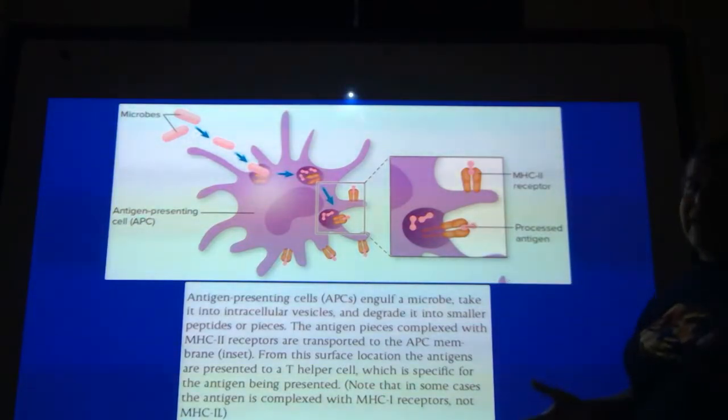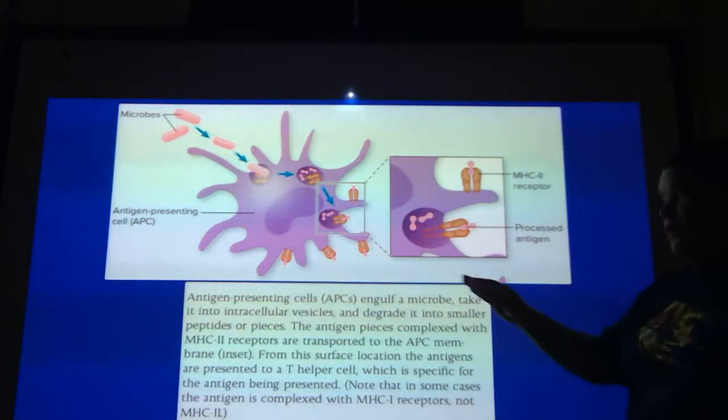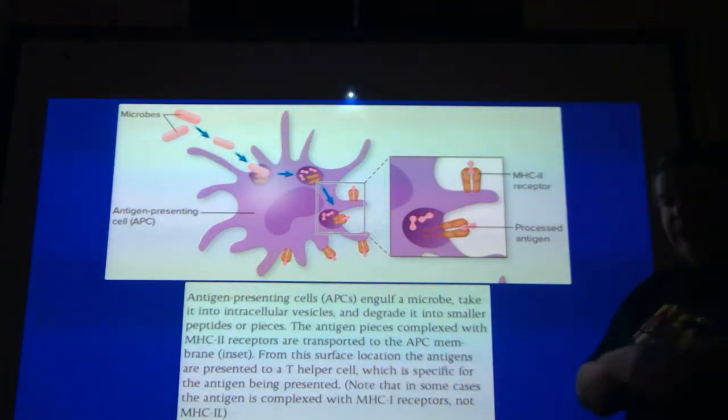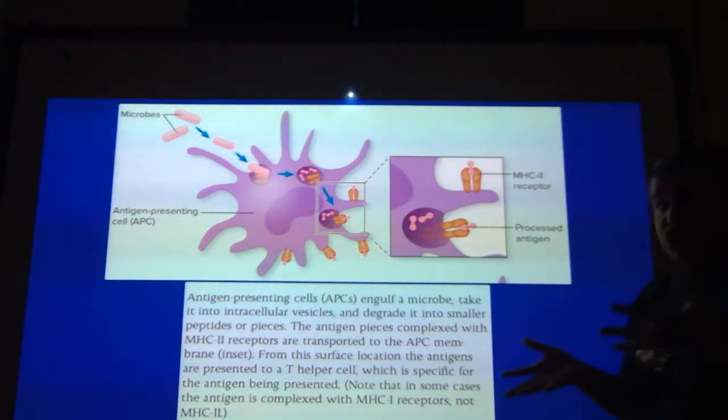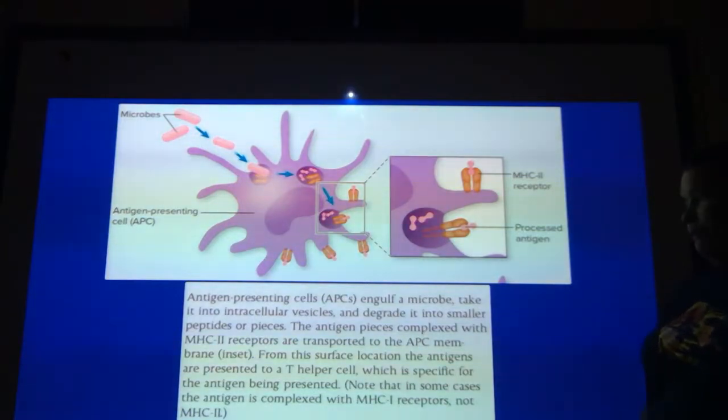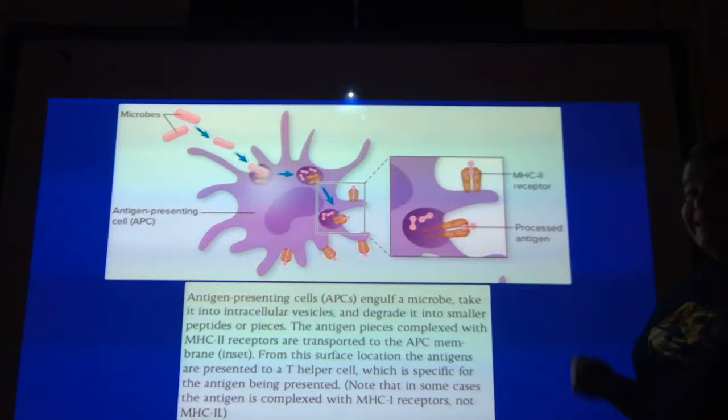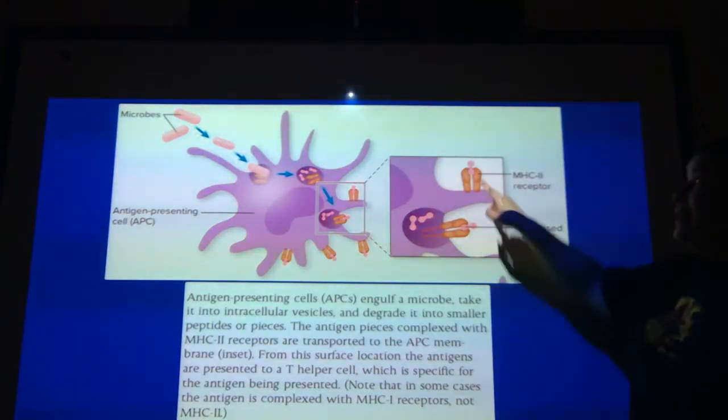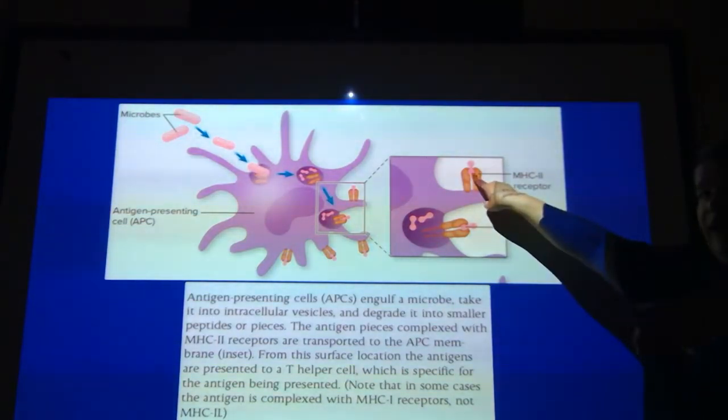Who's the only cell that recognizes MHC2? Helper T cells. So they're presented to the helper T cell. I need to go and show this to a helper T cell. The thing that makes it important, though, is I need to show it to the helper T cell that looks at this and goes, I know what that is. It recognizes that foreign antigen or the epitope.